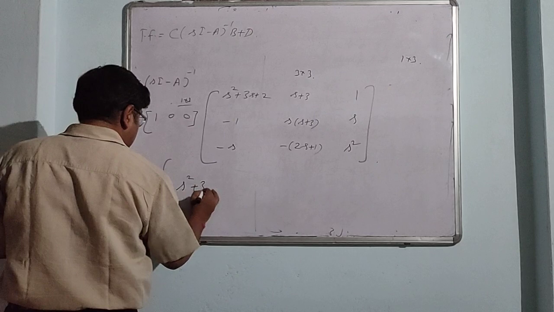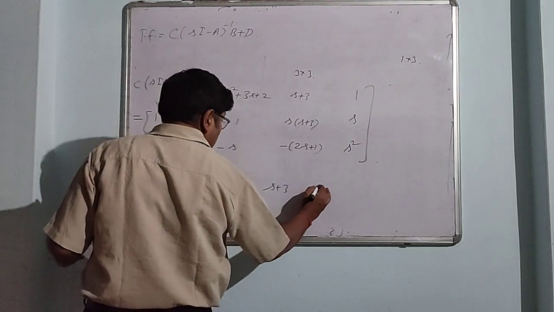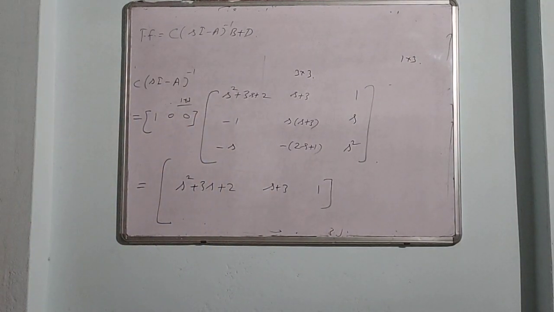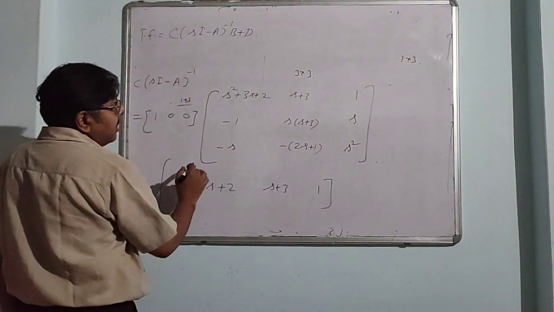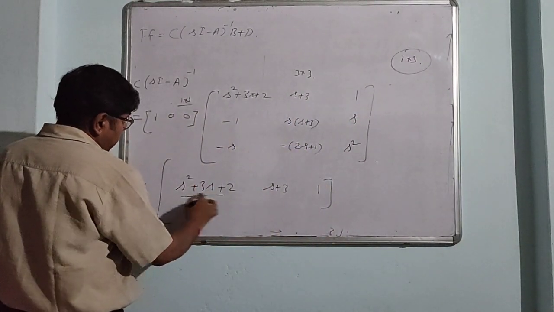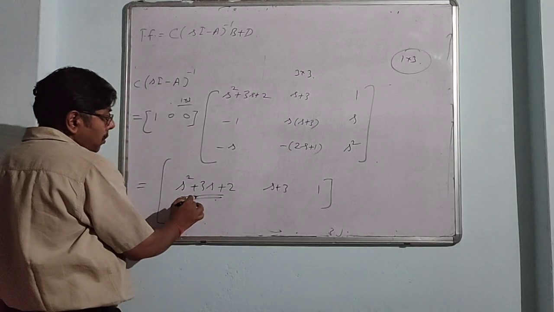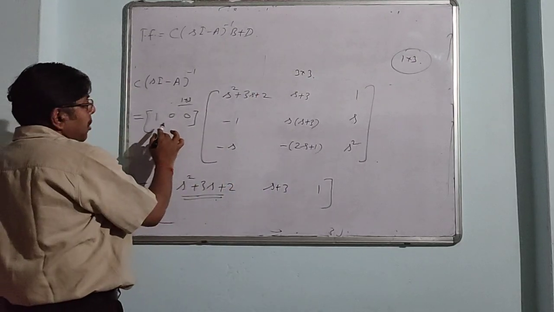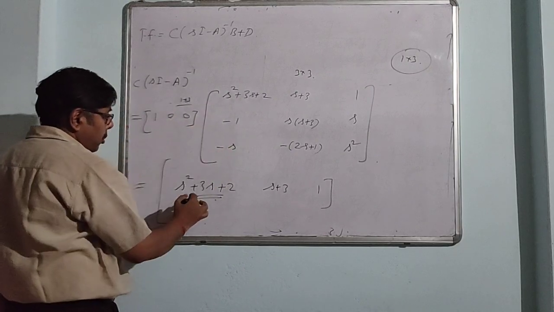s square plus 3s plus 2, s plus 3, 1. By the rule of multiplication, we are multiplying, and here it means having 1 row 3 columns. So this is the element of first row first column. After multiplication of corresponding terms, 1 into this plus 0 into this plus 0 into this, you will get this.